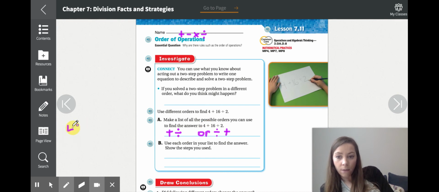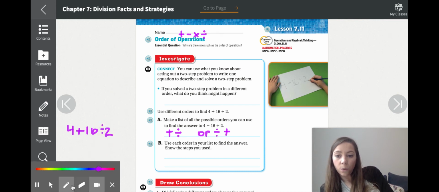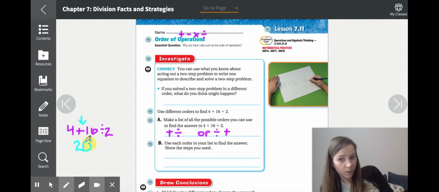So I have the same equation, 4 plus 16 divided by 2. And they say they want me to do the addition first. So 4 plus 16. So I'm going to do 4 plus 16, which is 20, and I'm going to write the answer right below because I have another step to do, right?